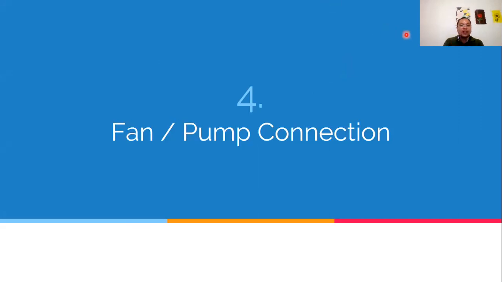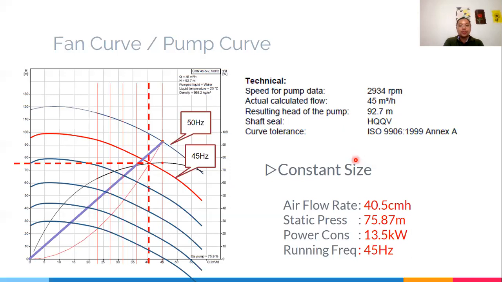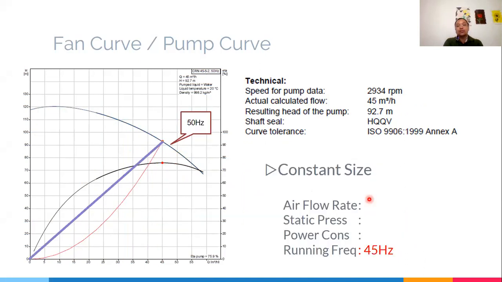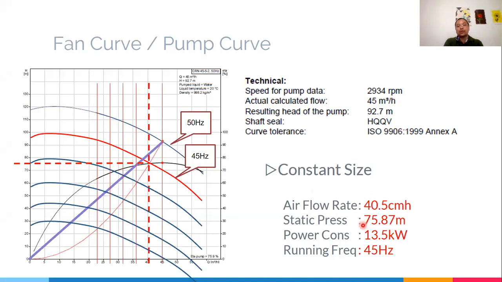Okay. How did you get the power po? Okay, power. Yung power natin, 13.5 kilowatt, makikita natin dito sa previous slide natin. Sorry. Ayun. 18.5 kilowatt. Power required by the pump is 18.5 kilowatt. So using your affinity law, you're able to calculate 13.5 kilowatt.